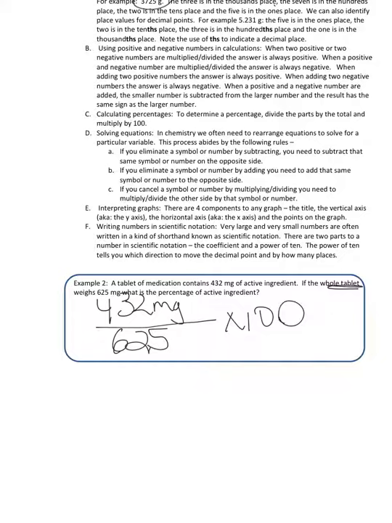If we place this into our calculator, 432 divided by 625 times 100, we get 69.12%.